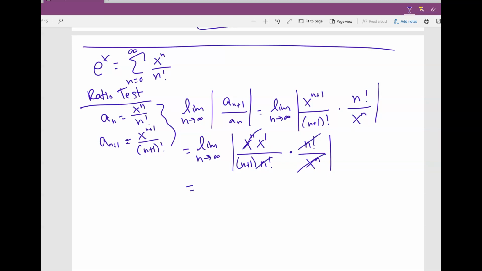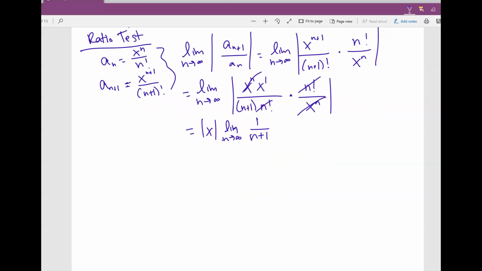I can take this x on the outside, absolute value of x, limit as n goes to infinity, and what I'm left with is 1 over n plus 1. And you can see here that this part, no matter what, is always going to be 0. So when I multiply by x, it doesn't matter what x is, this thing is always going to be equal to 0. And 0 is always less than 1, so this thing is always going to converge.